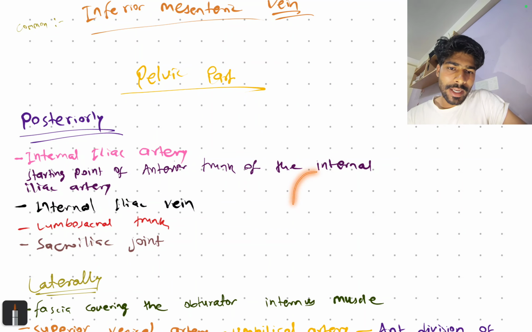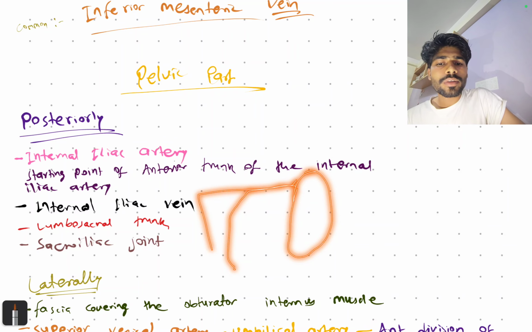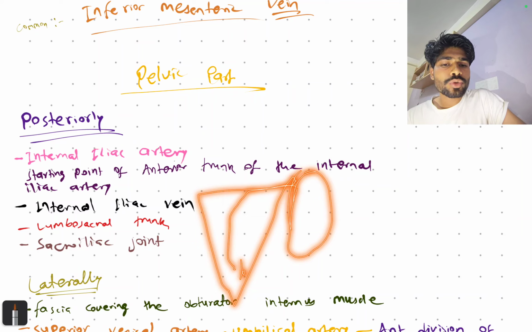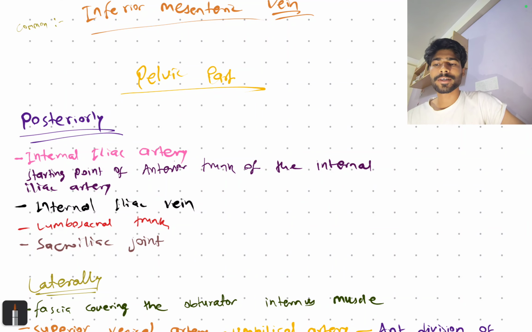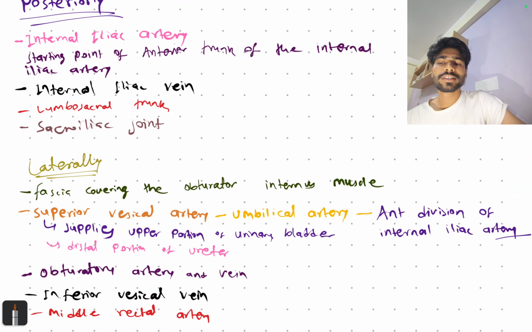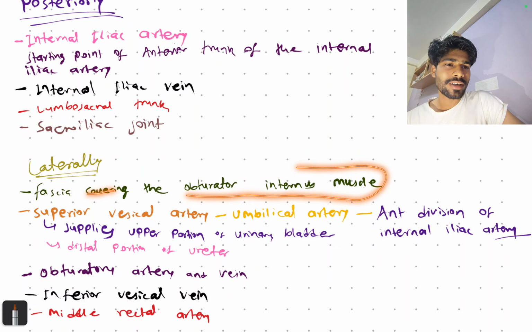The sacroiliac joint is the point where the sacrum joins with the ilium part of the pelvic bone. This lies posteriorly, meaning the ureter lies just in front of it. So this is one of the major radiological marks to identify the pathway of the ureter from the abdomen to the bladder. Then laterally, there is the fascia which covers the obturator internus muscle.